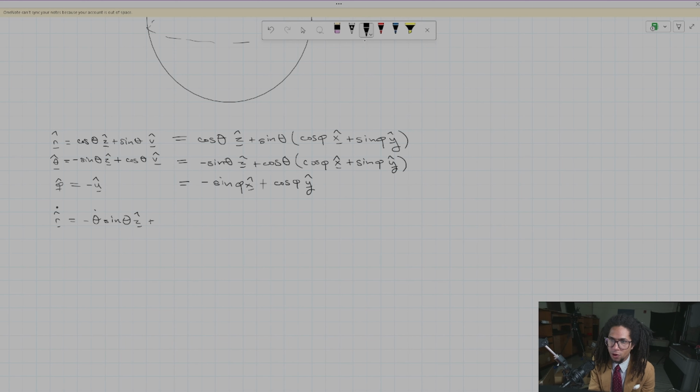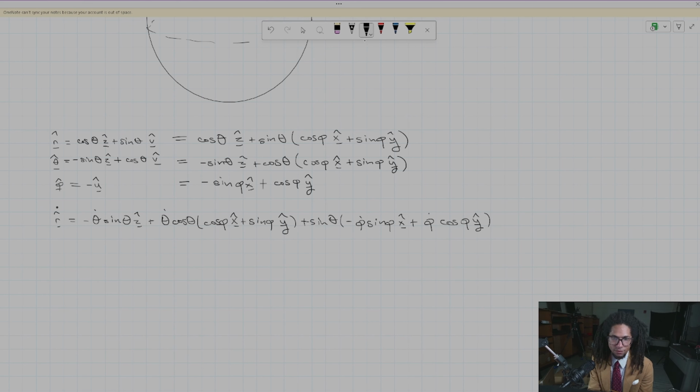Okay, and then plus sine theta. Actually, let me do the product rule on this term first. So plus theta dot cos theta times cos phi x hat plus sine phi y hat. And now we have plus sine theta. We'll do the product rule so that we now hit this whole binomial: minus phi dot sine phi x hat plus phi dot cos phi y hat.